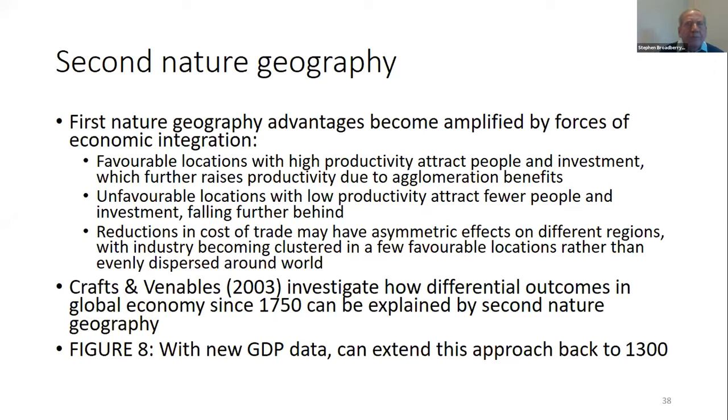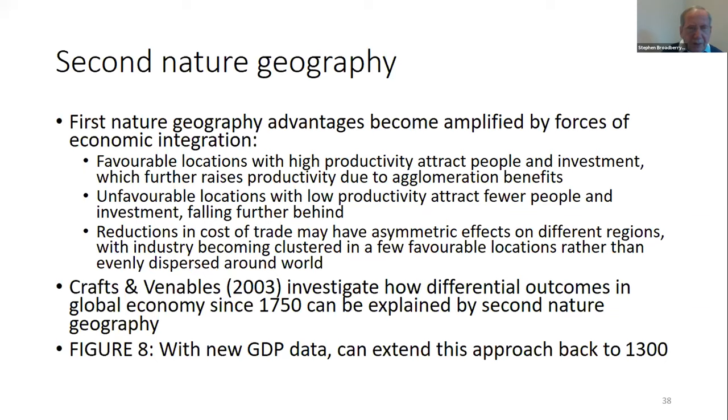An important factor here is changes in trade costs. So if you have a fall in transport costs, for example, this can have very different effects on different regions, where industry becomes clustered in a few favorable locations rather than being evenly dispersed around the world. You have to think, if transport costs are very high, you have to produce close to the market. If transport costs fall, then you can concentrate production efficiently in one place and distribute the goods around the world.